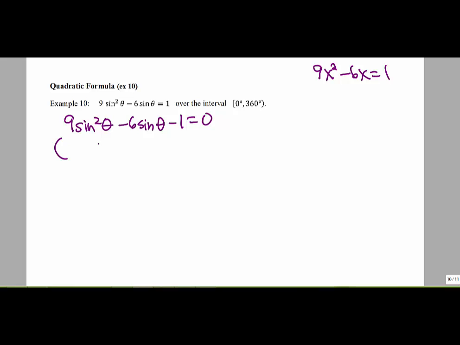And if we were to try to factor this, we would try either 9 sine theta, or we could try 3 and 3 sine theta. So we're going to run into a little bit of a situation here, because no matter what we try, this is not going to factor. You can try all kinds of things, but it's actually not going to factor.